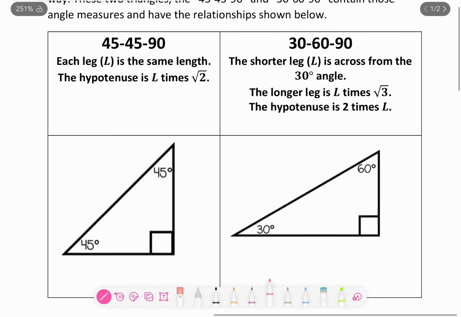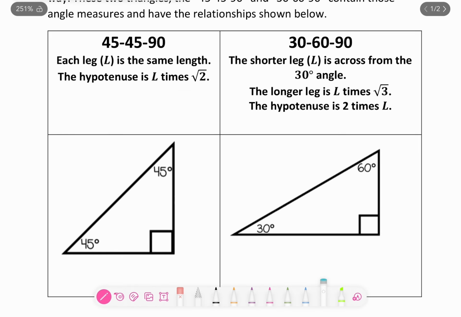So the 45-45-90 is a triangle with two 45-degree angles and a 90-degree angle. In this case, both of the legs are the same because this is an isosceles triangle with two legs the same and two angles the same. So each of our legs we'll call L. Whatever one is, the other is the same. If one is 10, the other is 10. If one is 4, the other is 4. If one is 600, the other is 600.